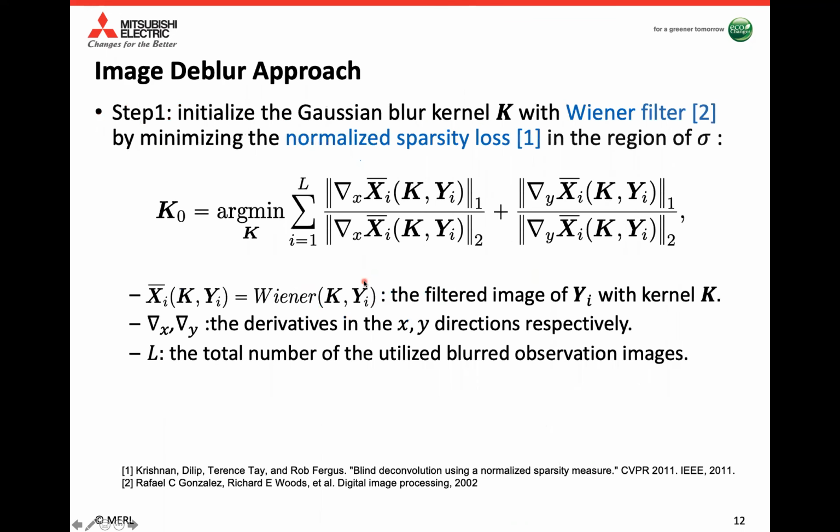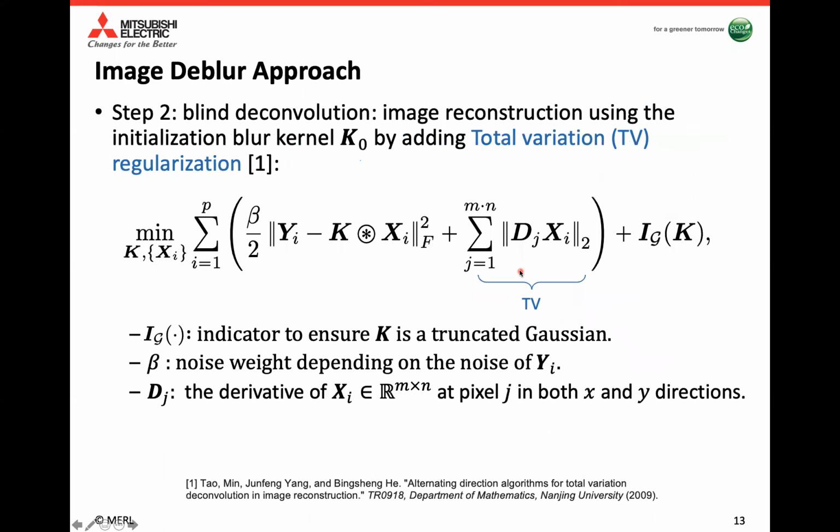steps. First, we get the initialization kernel K0 by using a Wiener filter and minimizing the normalized sparsity loss in a possible region. Then we estimate the kernel K and x_i by minimizing this optimization problem with total variation regularization.